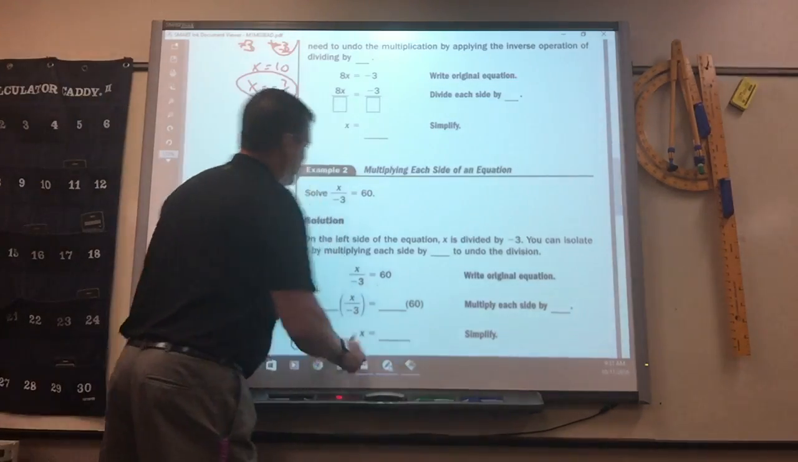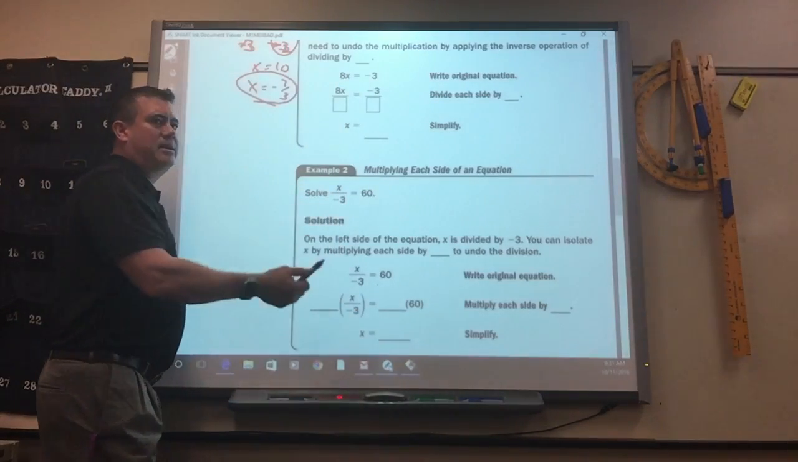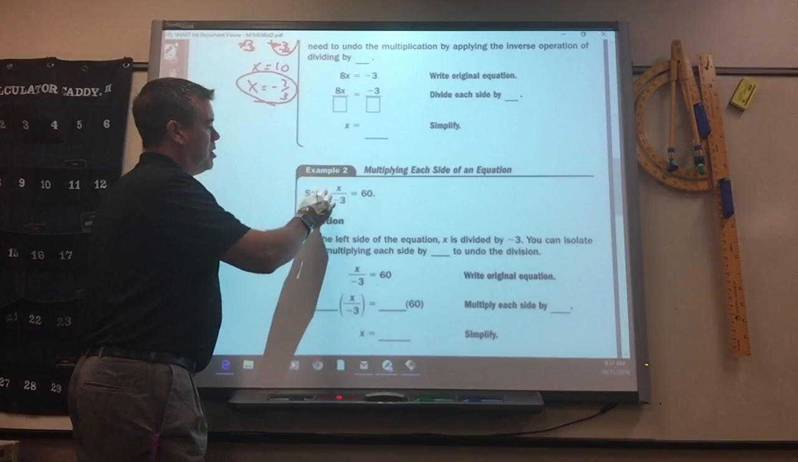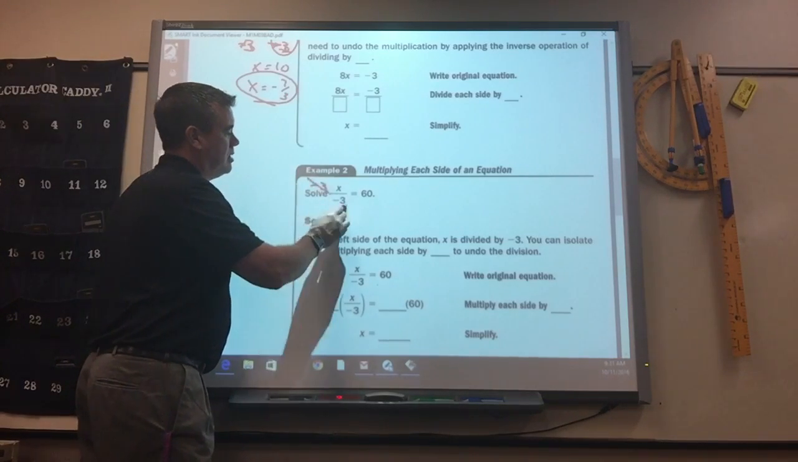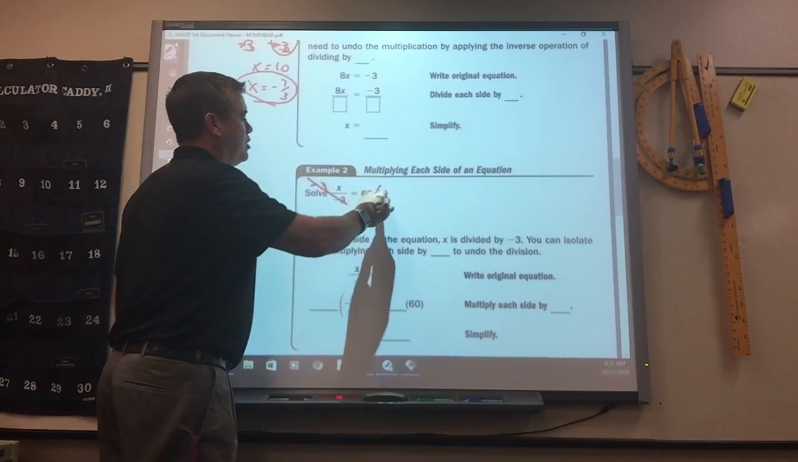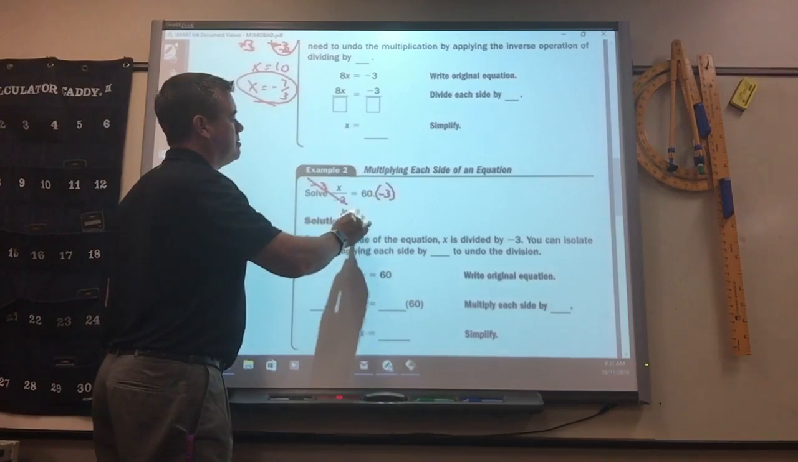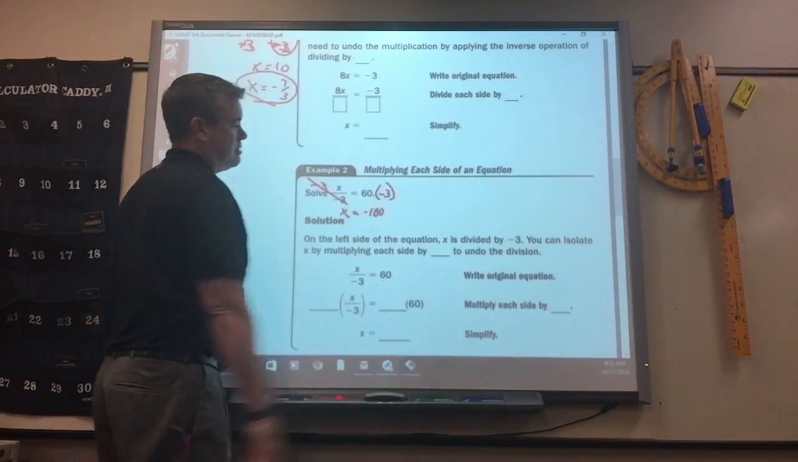So, if it's x divided by a number, you do the opposite, you multiply by that number. Because then they cancel. Whatever you do to one side, you do to the other. And that's it.